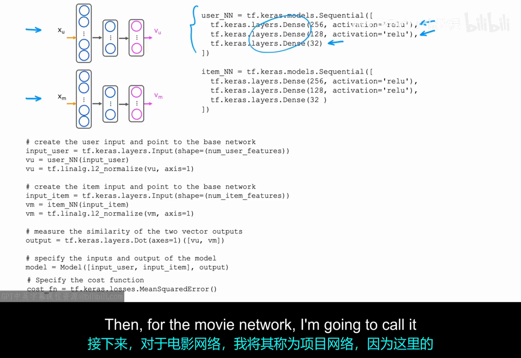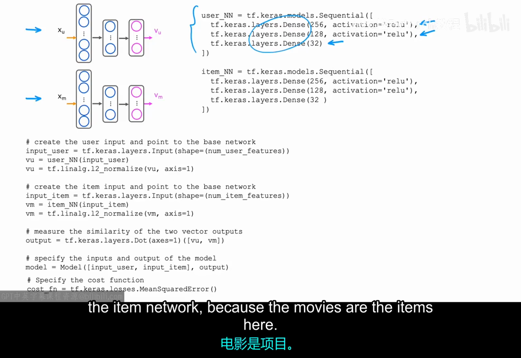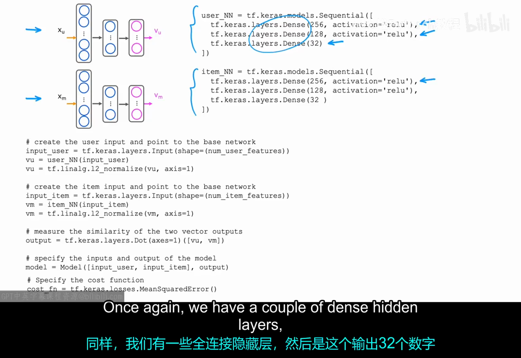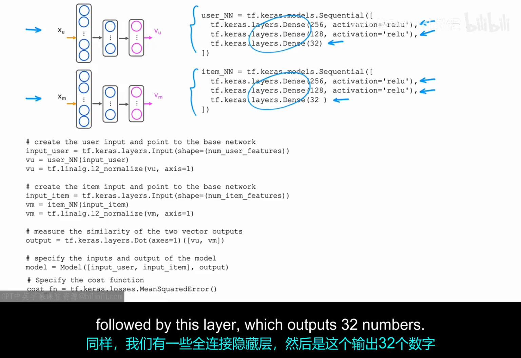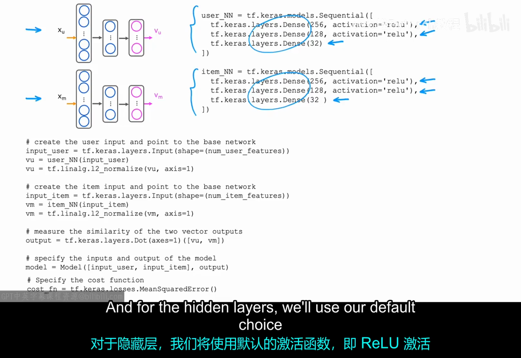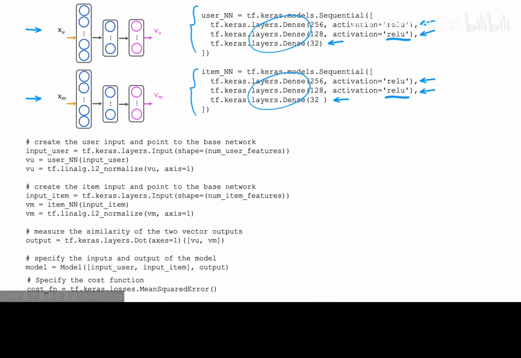Then for the movie network, or I'm going to call it the item network, because the movies are the items here, this is what the code looks like. Once again, we have a couple dense hidden layers, followed by this layer, which outputs 32 numbers. And for the hidden layers, we'll use our default choice of activation function, which is the ReLU activation function.